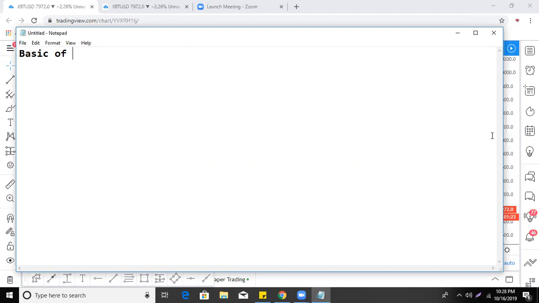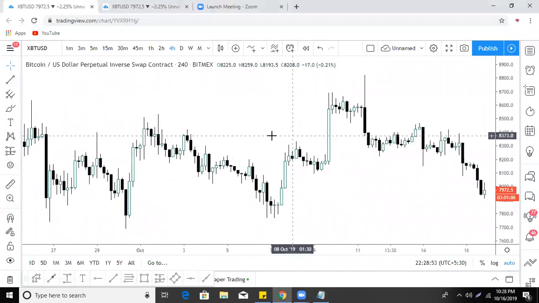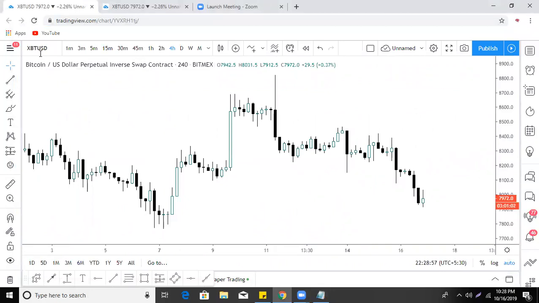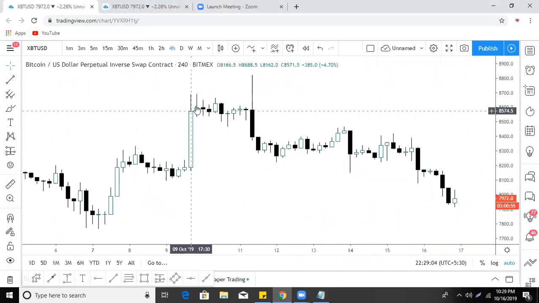Okay, so let's start. So we are talking today about the basics of market structure. First, all those who are beginners, I hope they all understand that this is the Bitcoin US dollar chart, right? And it is actually on BitMEX, so it says XBT USD. That's the name on BitMEX.